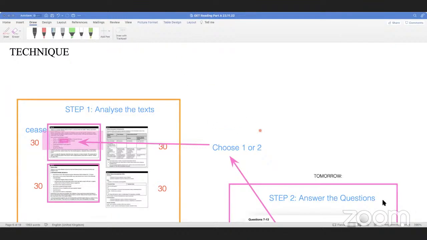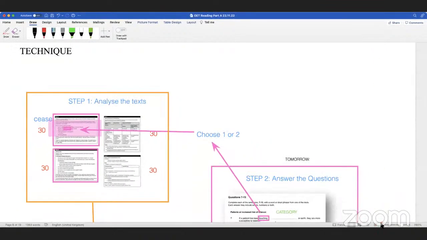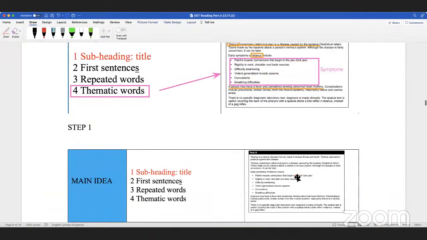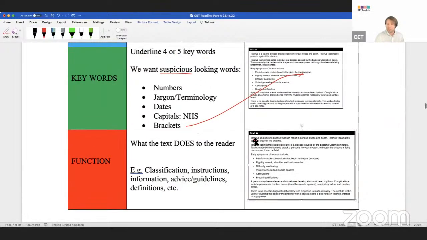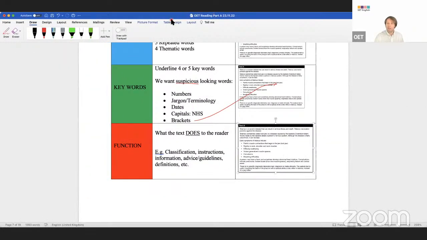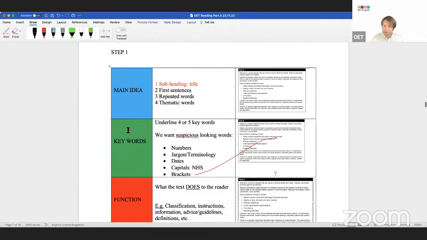Okay, any questions? Yes, go on. So can you repeat the last one, sir? Text A, this one. The two definitions here and information here. Okay. But as I said, we won't spend too long on this because I want to focus now for 15 minutes, guys, on keywords and main ideas. Okay. Maybe a bit of function as well.